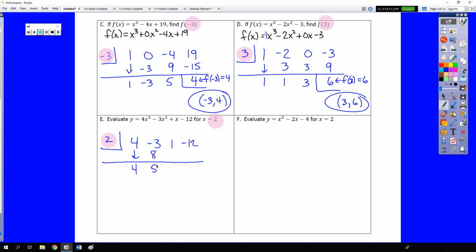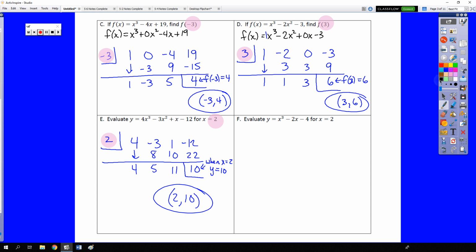Add down is 5. I forgot to put my box. 2 times 5 is 10. Add down is 11. 2 times 11 is 22. Add down is 10. So when x equals 2, y is 10. That implies the ordered pair, 2, 10.